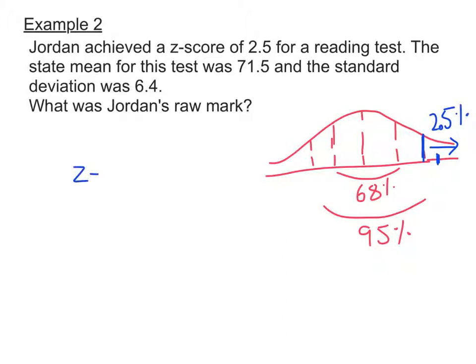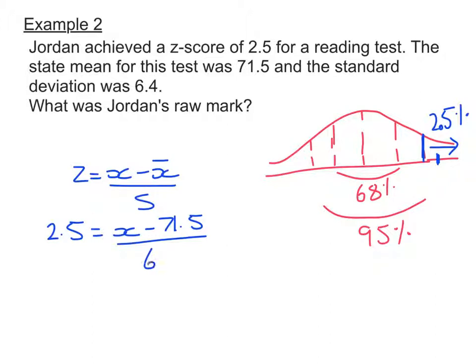So we'll use our formula, z equals x minus x bar over s, and fill in what we know. We know his z-score is 2.5. We don't know his original score, that's what we're trying to find. But we do know that the mean is 71.5, and the standard deviation is 6.4. To figure out what that x is, the first thing we're going to do is get rid of this 6.4 by multiplying. So 2.5 times 6.4 gives us 16, which is equal to x minus 71.5. Then to figure out x, we add that 71.5 to the 16, and we end up with x equals 87.5. So here he's got a raw mark for that test of 87.5.